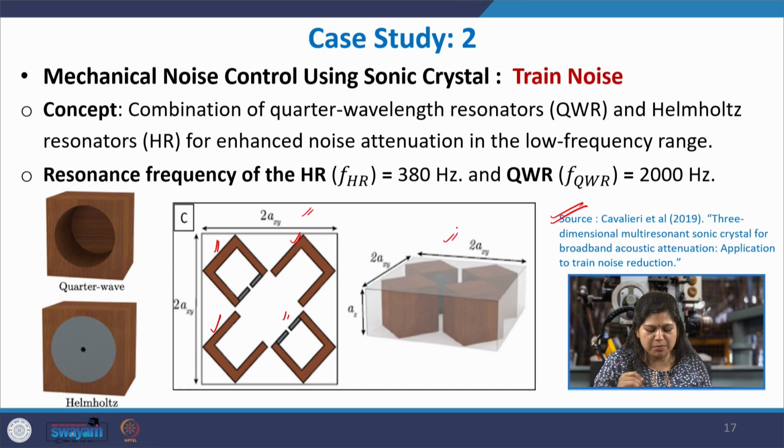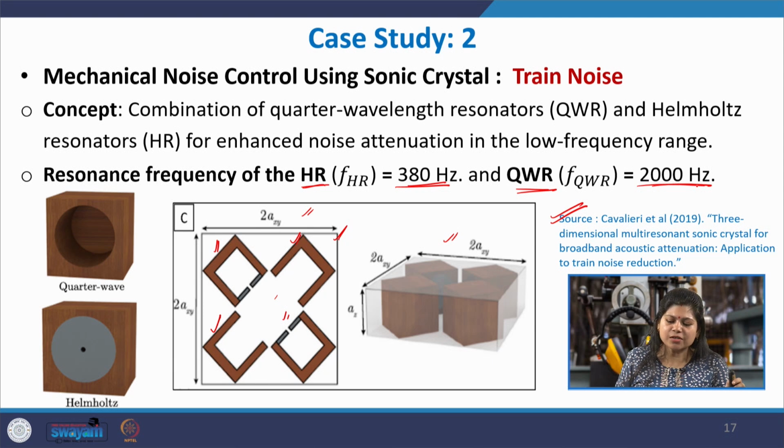So, this is a typical unit cell in 3D, and this shows the 2D view, and this kind of sonic crystal consisting of quarter wave resonators and Helmholtz resonators within a scatterer was used. So, this shows one scatterer. Here the resonance frequency of this Helmholtz resonator was 380 Hz, whereas for the quarter wave resonator it was 2000 Hz, so that it can cater to both the lower and the higher frequencies.